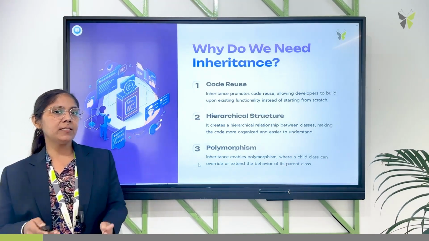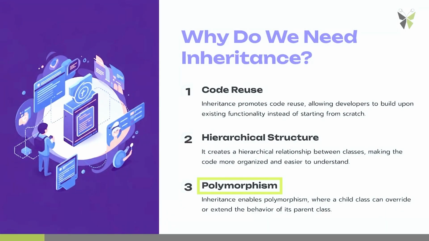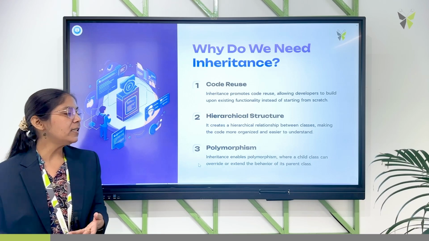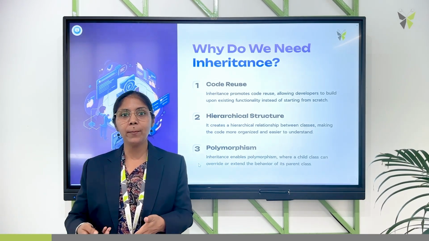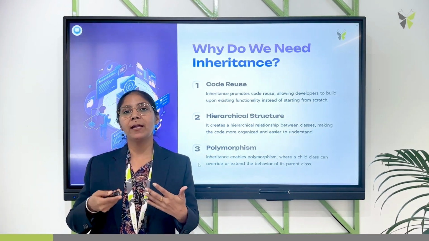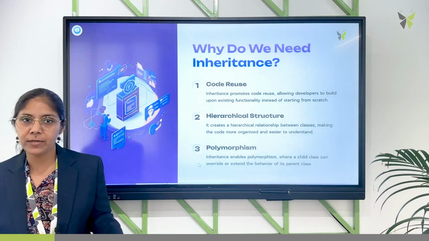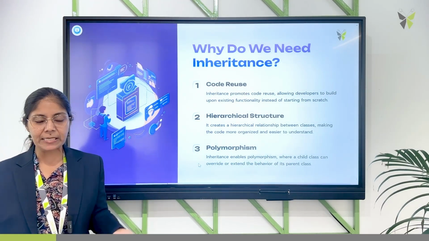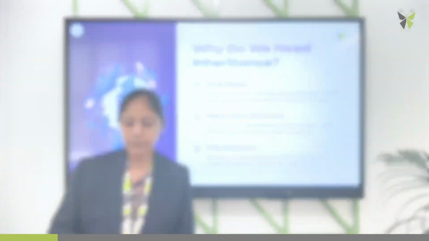Because of inheritance, polymorphism, which is another pillar of your OOPS concept, can be implemented. So inheritance enables polymorphism, where the child class can override or extend the behavior of its parent class, thereby the same method can be used for multiple different class features. We'll see that in the polymorphism part.